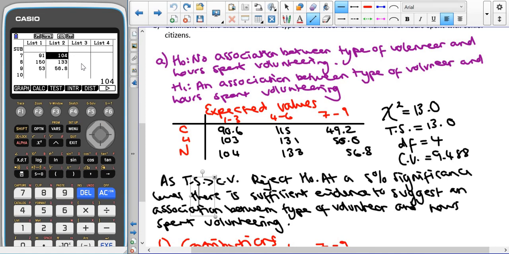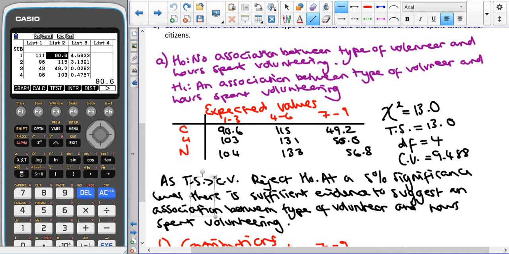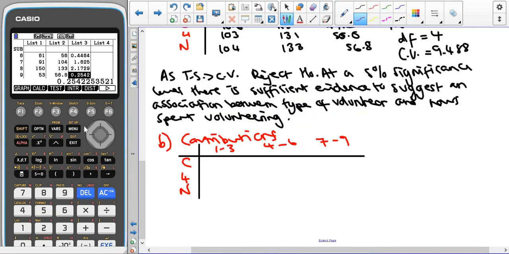Quick double check again that we've entered that correctly. Test, Chi, goodness of fit, list 1, list 2, degrees of freedom 4. Like I said, that will automatically change itself if you've done the hypothesis test first. There we go, 12 point. It is a little bit off this time, but that's because of the rounding of my values. I will just quickly double check though. Yep, they all seem right.